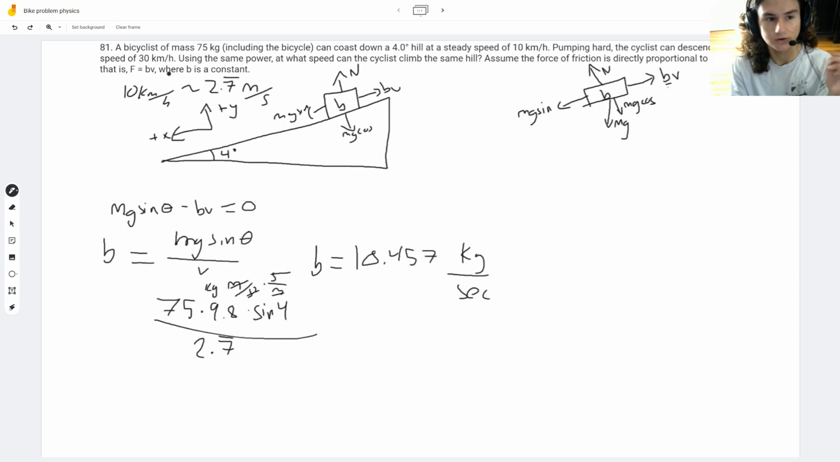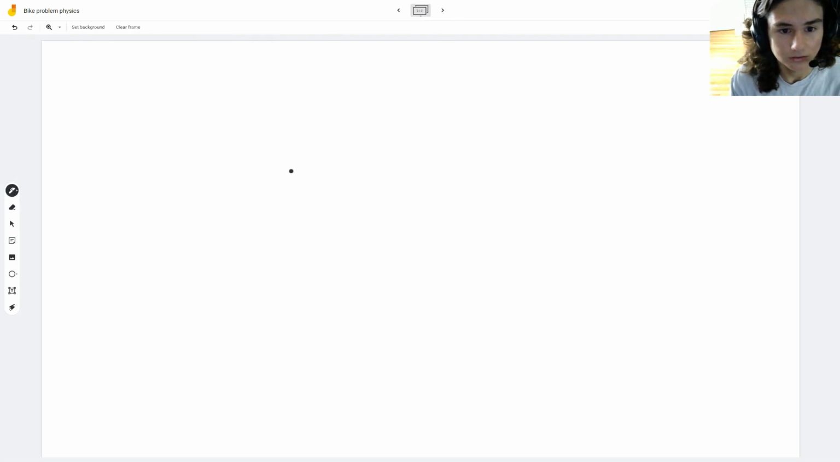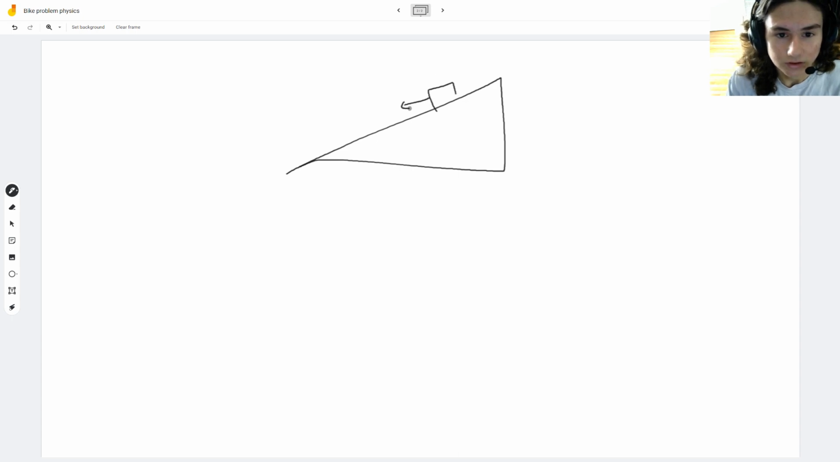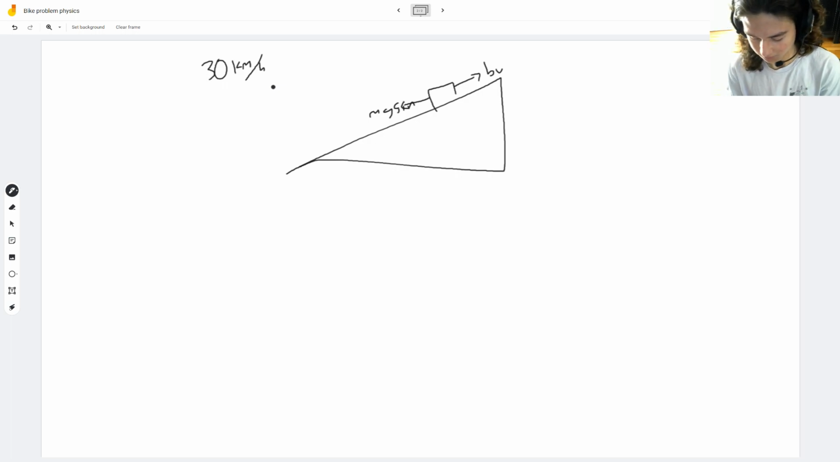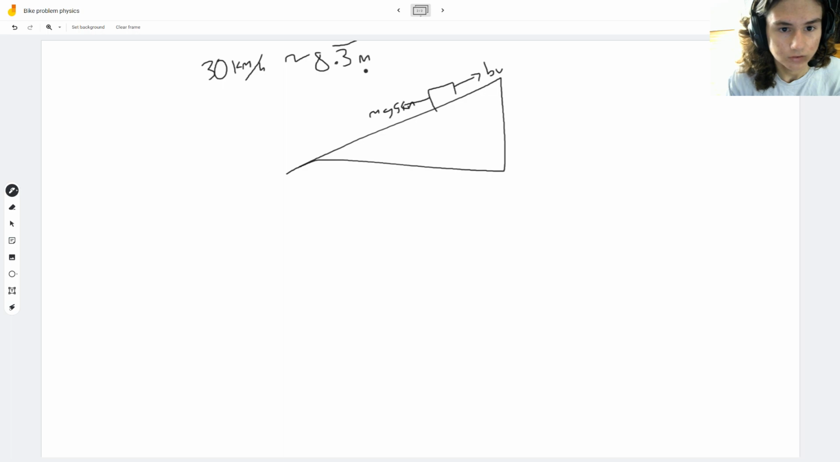Anyways, now that we have b, it's constant, so it's going to be the same for all of them. We're going to see how much power the cyclist can put out. So they're going at 30 kilometers per hour. I'm going to set up another triangle with this cyclist again. We still have mg sine theta, and there's still a bv, but this time we're going 30 kilometers per hour, which in meters per second is roughly 8.3 repeating meters per second.